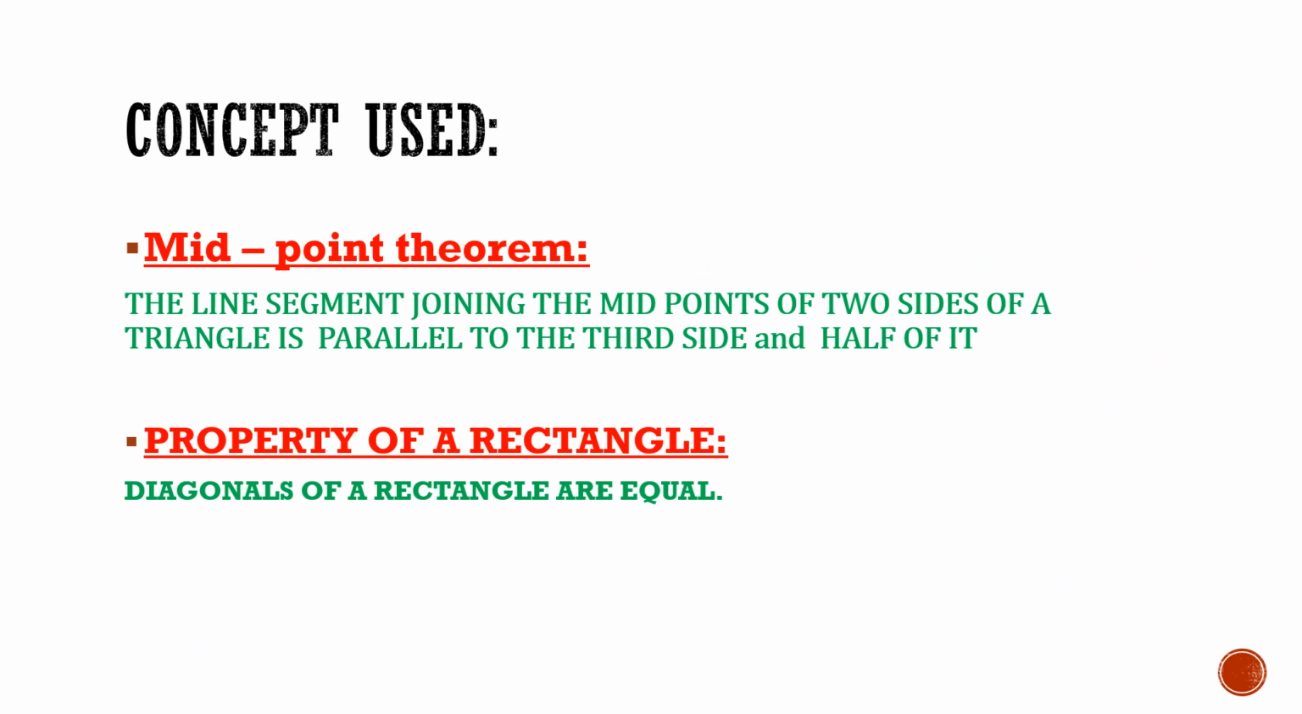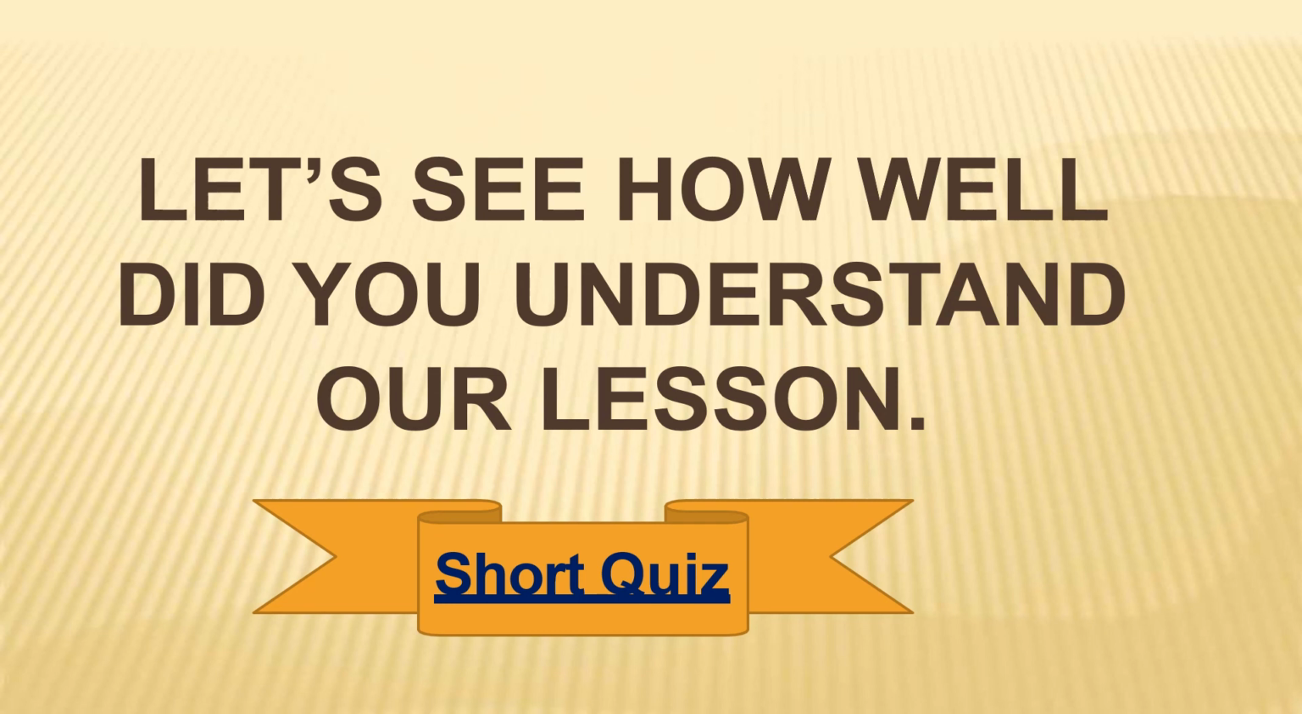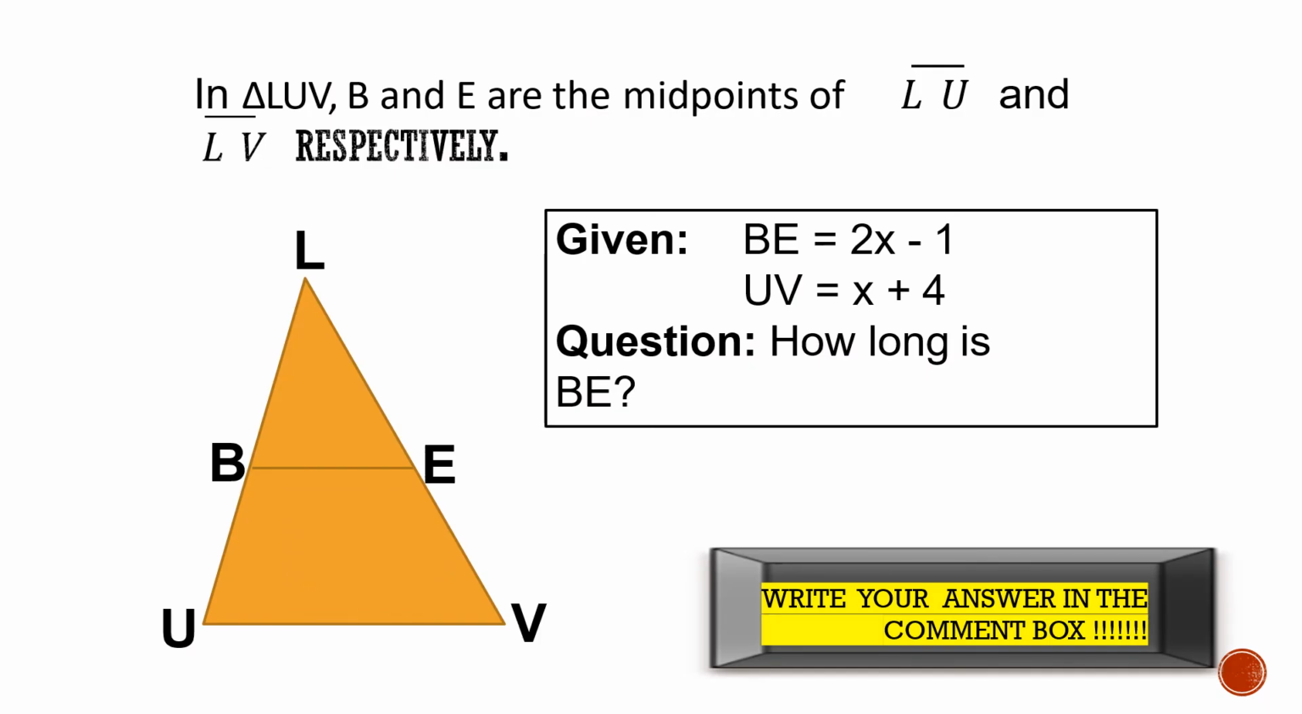So let's recall the concepts we have used to prove this question. Midpoint theorem: the line segment joining the midpoints of two sides of a triangle is parallel to the third side and half of it. And the second concept is the property of a rectangle: diagonals of a rectangle are equal. Let's see how much you understand about this concept. So this is a question for you. Solve and write the answer in the comment box.